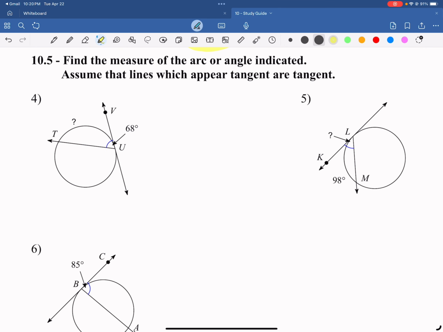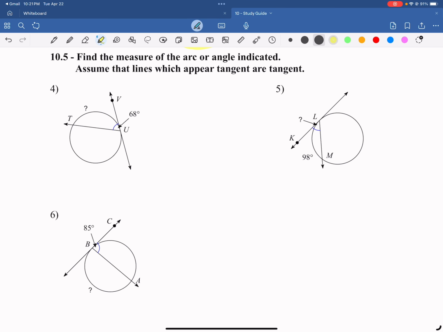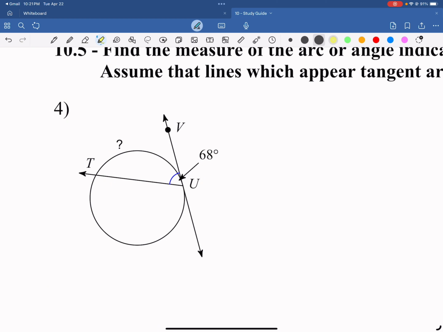Moving on, so these are also having to do with finding the measure of the arc or angle indicated. Recall that this one is different in the sense that you have a circle and you have this little angle, right? It's formed by this line and this line. And the one that I just made is a tangent line, right? This one is called a secant line. Well, remember, this angle is going to be half of the angle on the outside. Half of the angle on the outside.